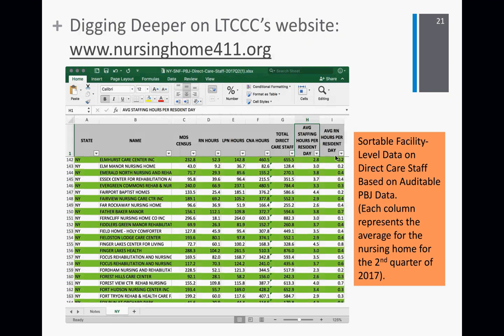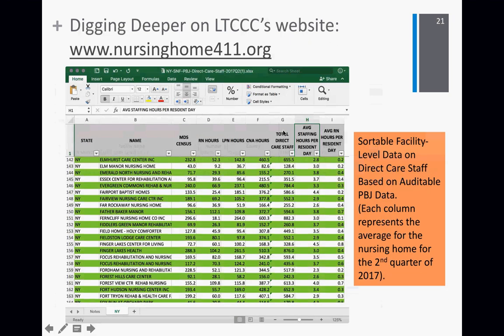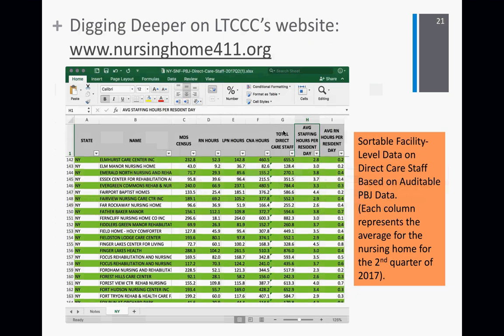CMS, as you can see in the previous chart, let's see if I can go up. Here they put the county, they put the zip code. That was with the drugging rates. They don't do that with the staffing rates. It would be great if they did. That's something for which we're advocating, but they don't do that.